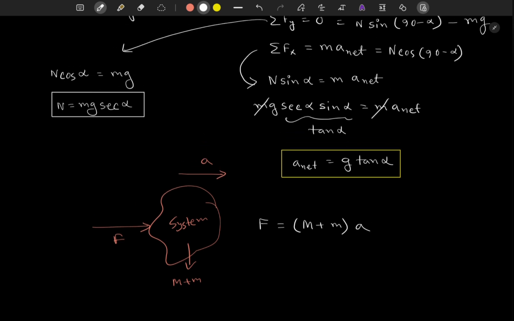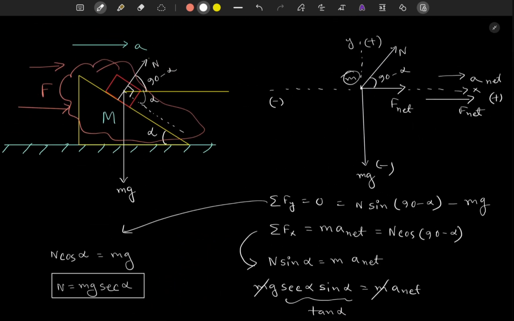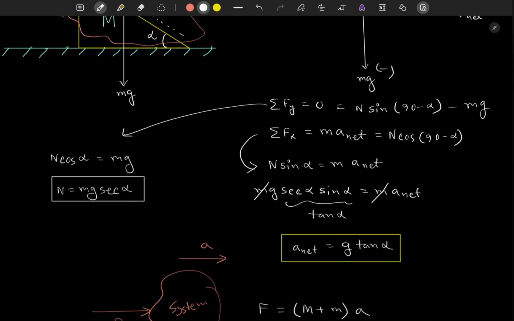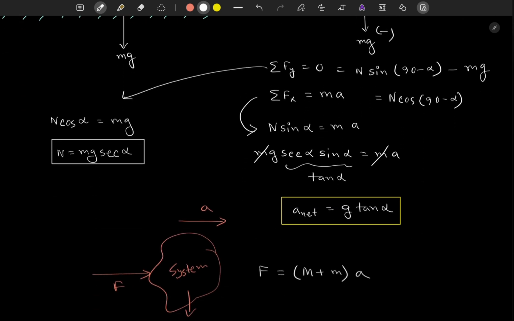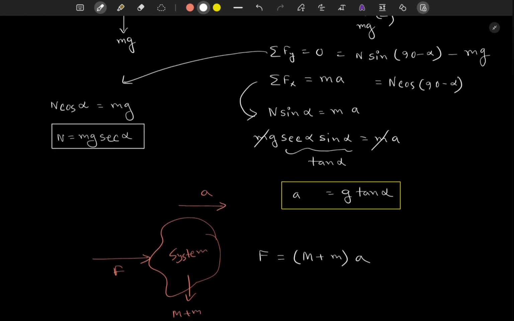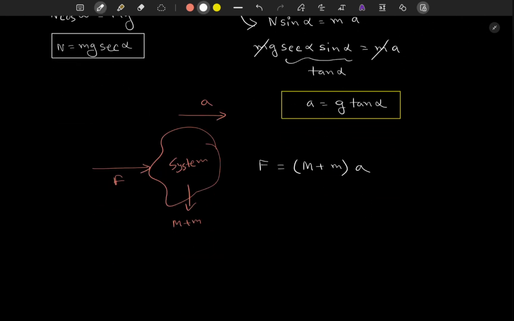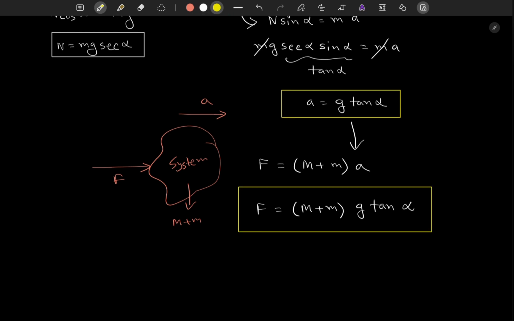into a. I should actually recall that we have said the box is moving in the right direction with acceleration, and I should have said that the acceleration in the right direction is a rather than a net. So I'm going to change the acceleration everywhere. Now we can substitute a here. So F will be equal to (m plus M) into g tan alpha. This is the final answer.